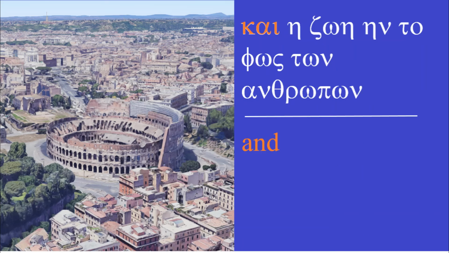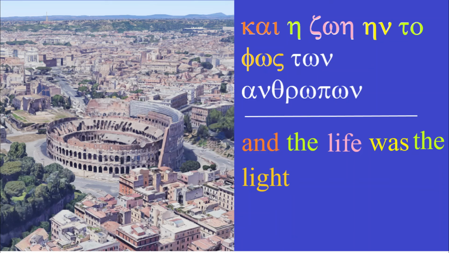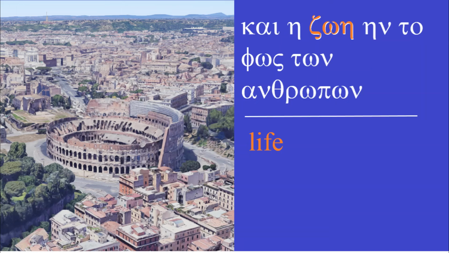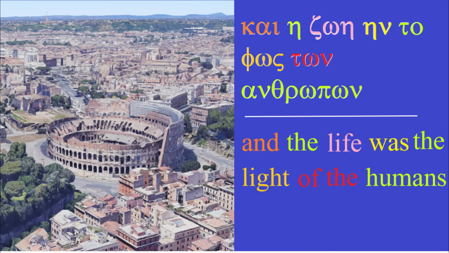So going through this sentence, kai, and, hē, the, zōē, life, ēn, was, to, the, phōs, light, tōn, of the, anthrōpōn, humans. And the life was the light of the humans. Or to put in more colloquial English, and the life was the light of humanity.